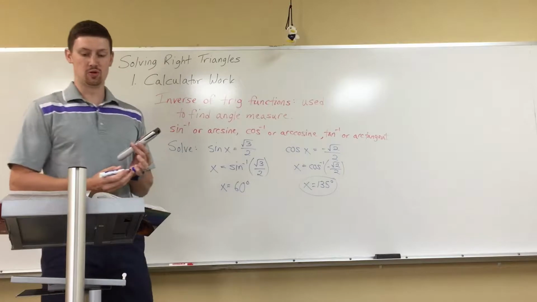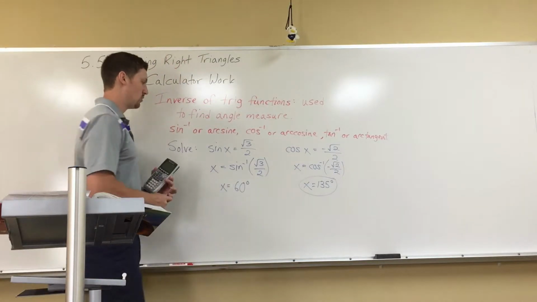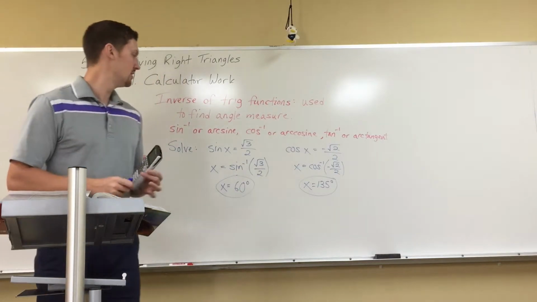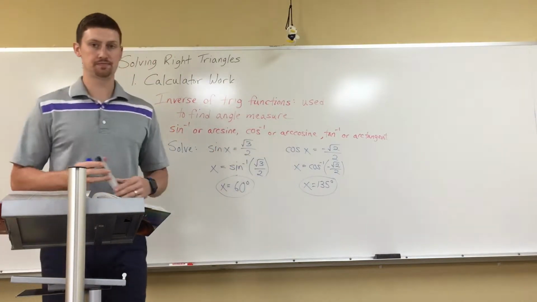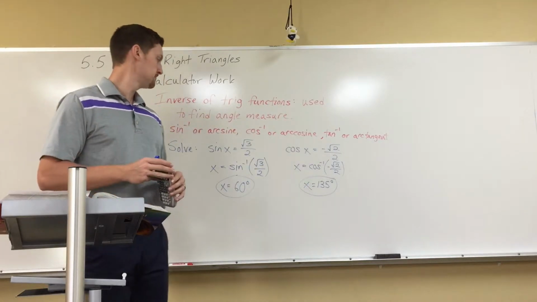Another angle coterminal with 135 would be 225. But for now, we'll just stick with what it gives us there. And this wouldn't be quadrant 1. This would be quadrant 2. But that's because it's negative. That's why it's in quadrant 2 there.